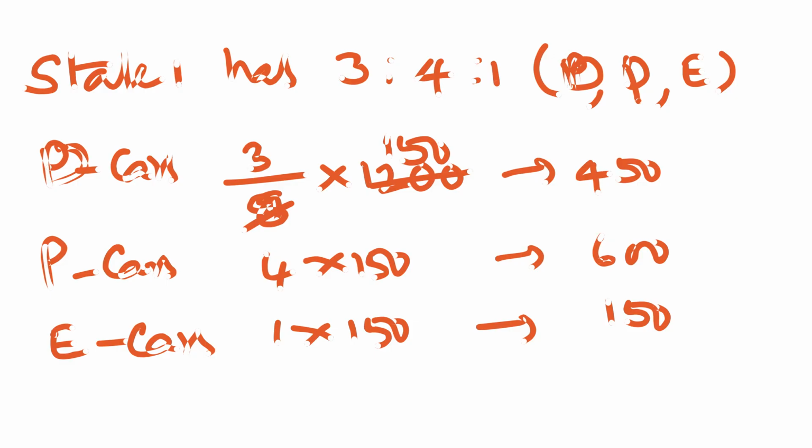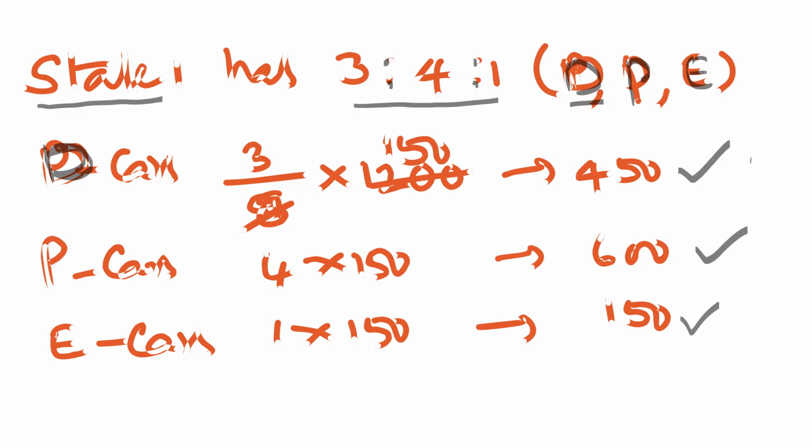Here some other information is given. Further, for state 1, the ratio is 3:4:1, where D is for diesel, P is for petrol, and E is for electric. To find the diesel cars, it is 3 by (3 plus 4 plus 1), which is 3 by 8, into 1200. That means state 1 has 450 diesel cars, 600 petrol cars, and 150 electric cars. This is further information you can find from the given data.